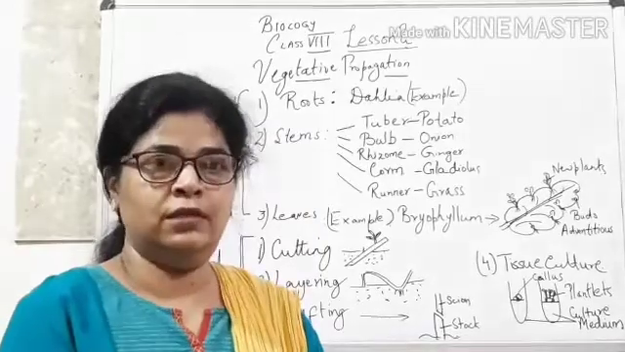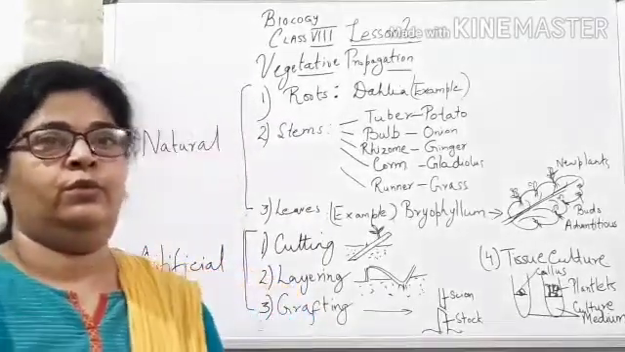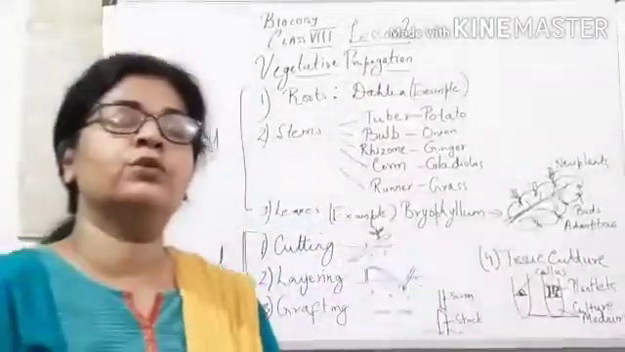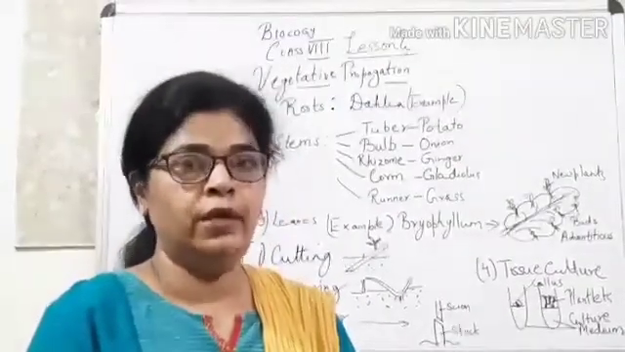Good morning, class 8th. Another part of your lesson 2, that is vegetative propagation. This is also an asexual means of reproduction in which a single parent can produce new individuals.